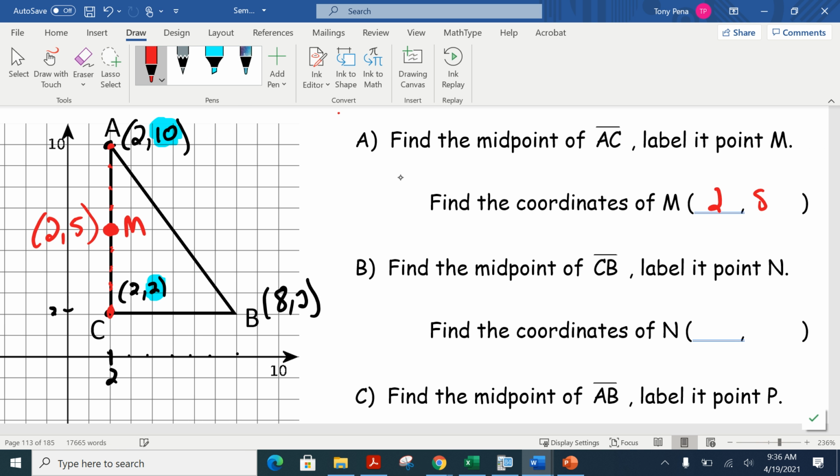So 2, 5. All right, so now letter B. If you got that one right, do whatever you did for the next one. So CB should also be a nice one. It's the last one that will be a little bit trickier. And then you're going to call the one in between C and B point N.